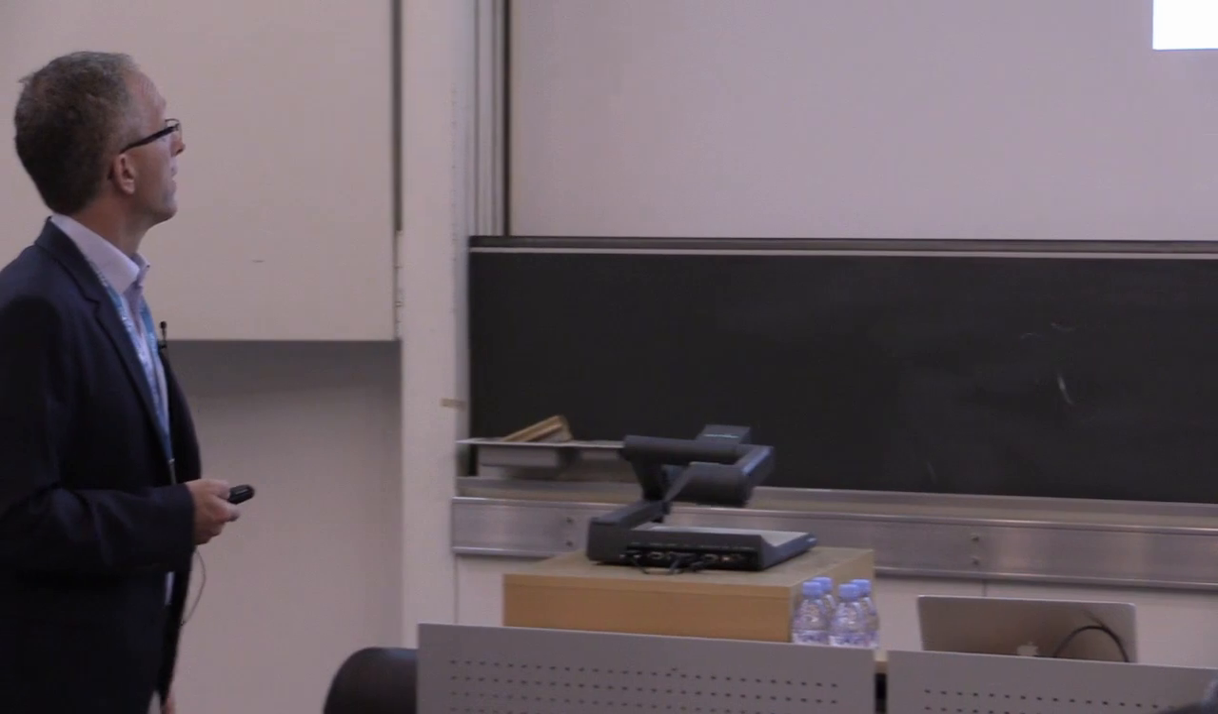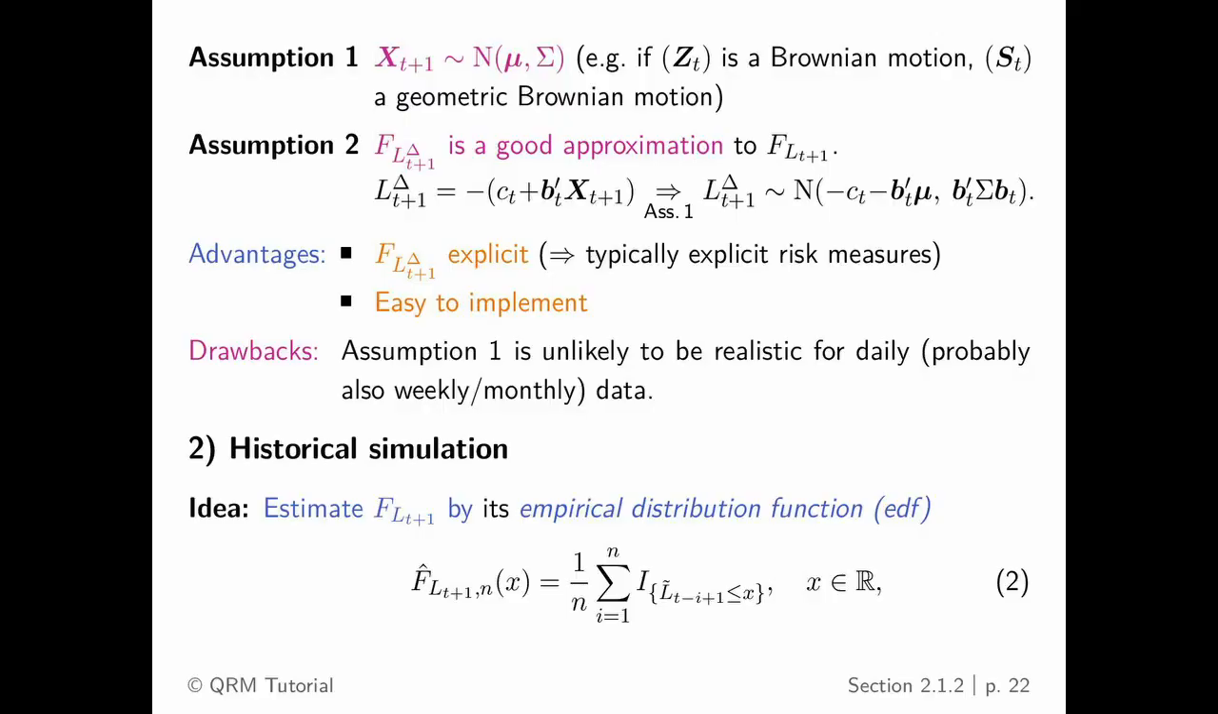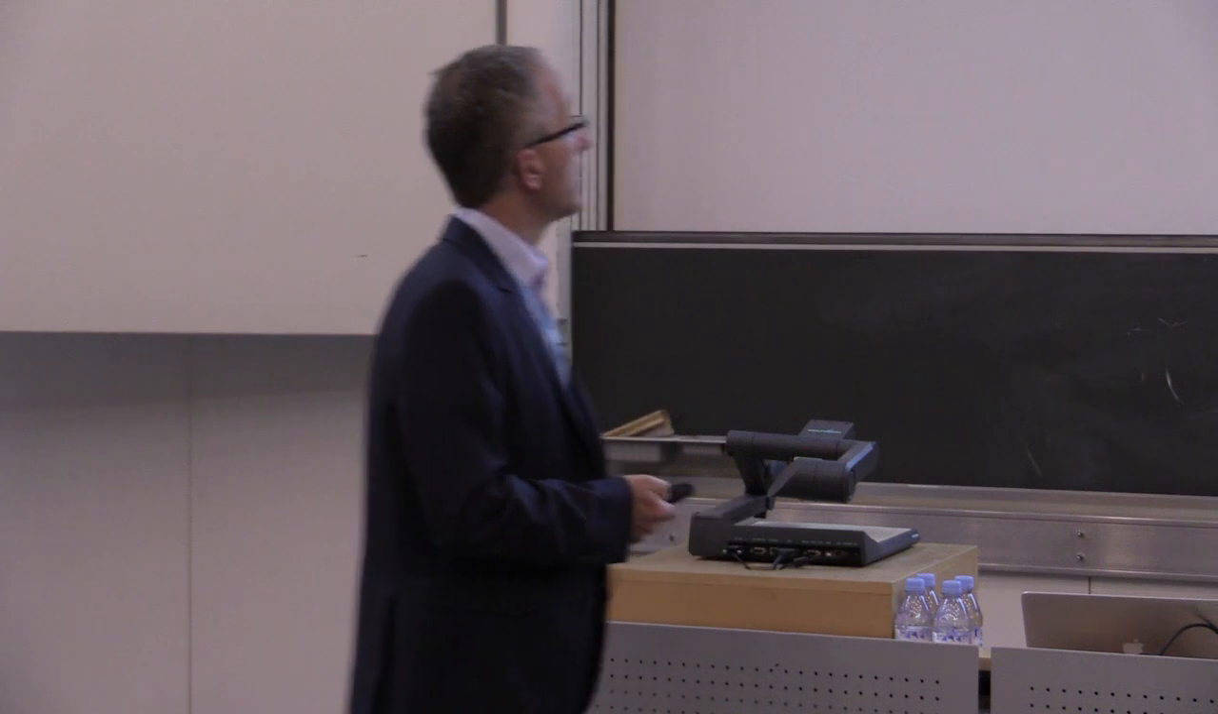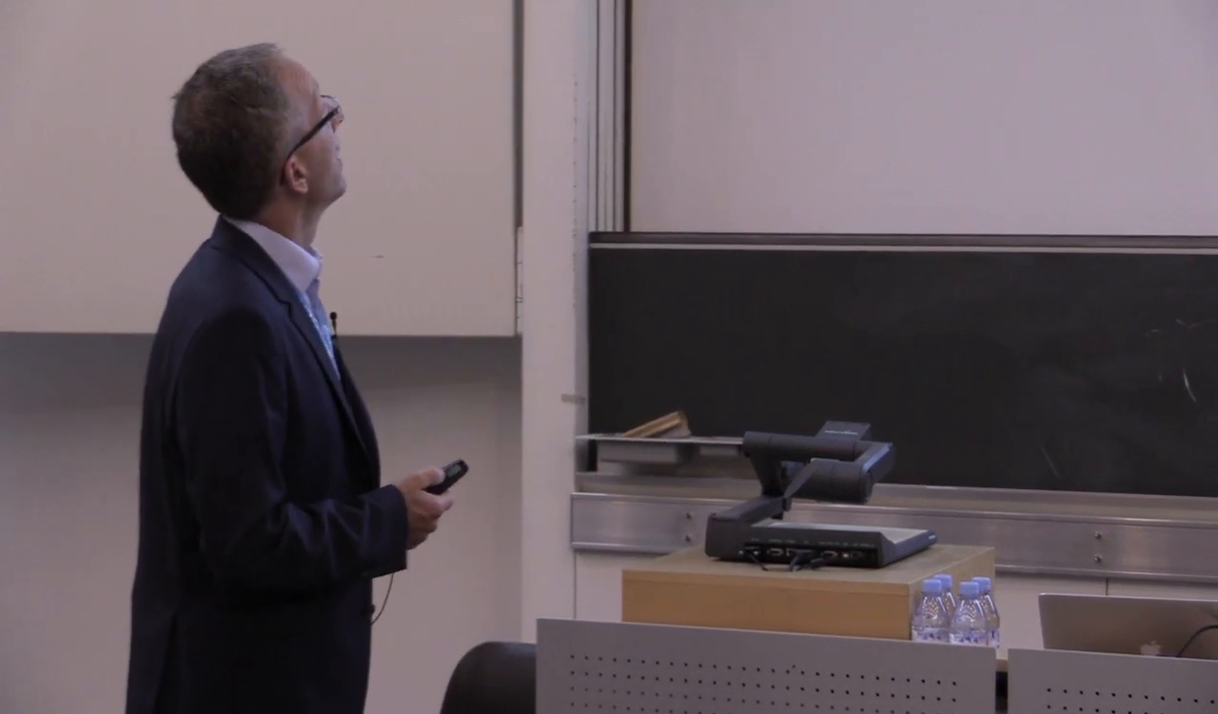The empirical distribution function, if you have n observations of past losses, these are these L tildes, then this is the empirical distribution function. You take the proportion of all those observed losses that are smaller or equal to x, and that gives you an estimate of the distribution function of the loss at x. Now, what are these L tildes here exactly?